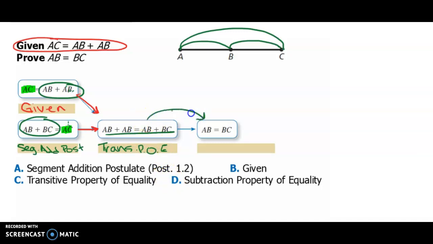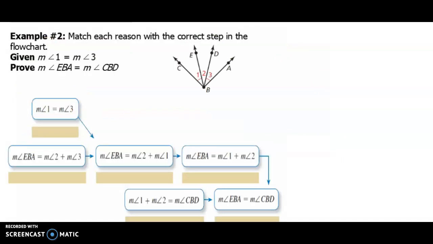And then from here to here, what do we do? Well, we subtracted AB from both sides of the equation. So that would be the subtraction property of equality. So that would be how a flowchart proof would go. All right, try this one on your own, and then we'll go over the answers.